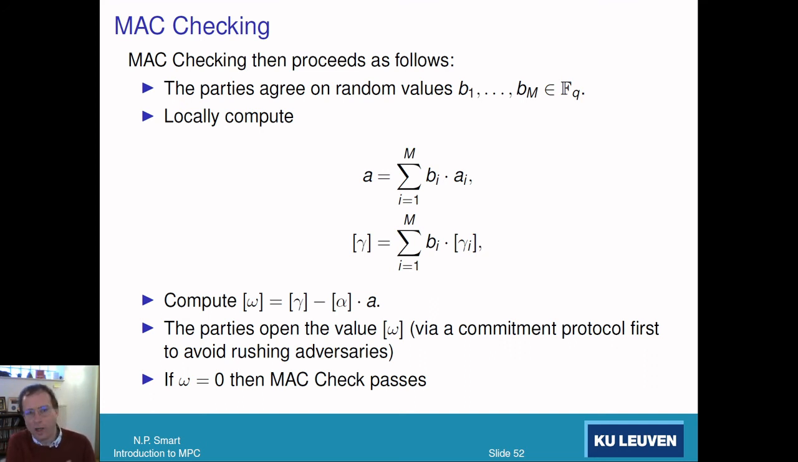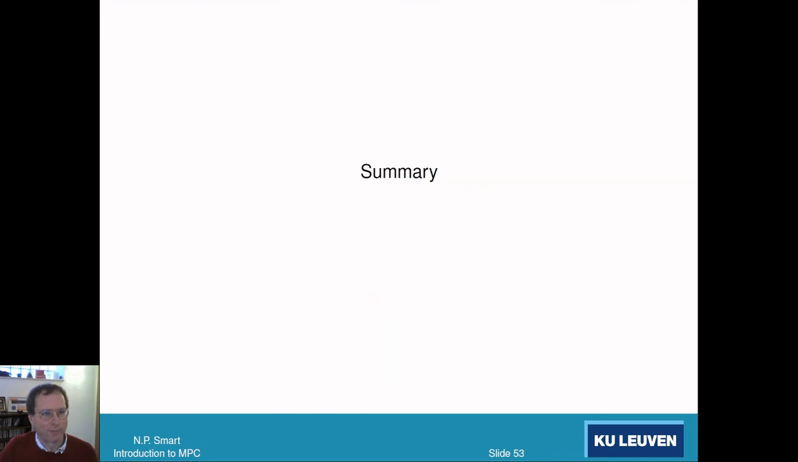So this allows us to check m values with very, very little communication. Just agree on some random values, and then do a commit and open, and that's fine. So this checks all the consistency without having to give away the parity check matrix.